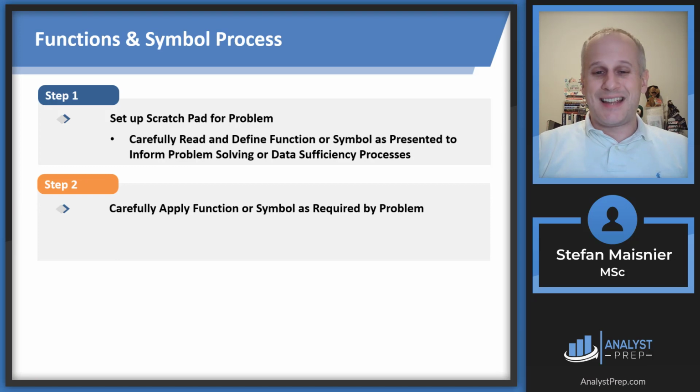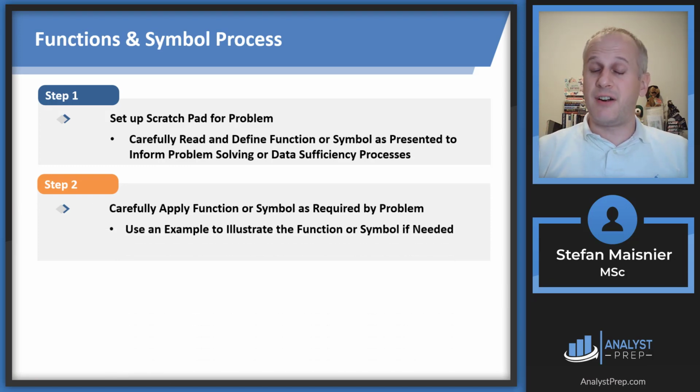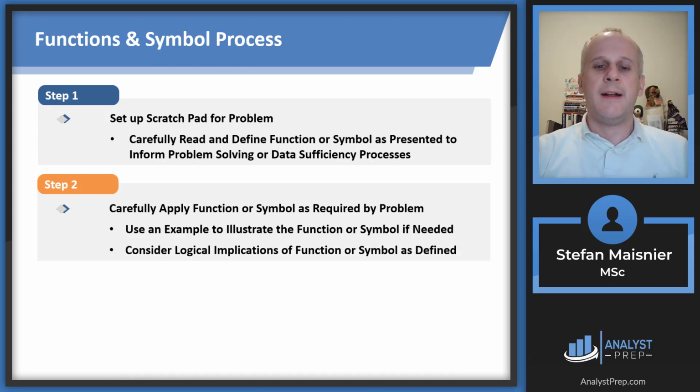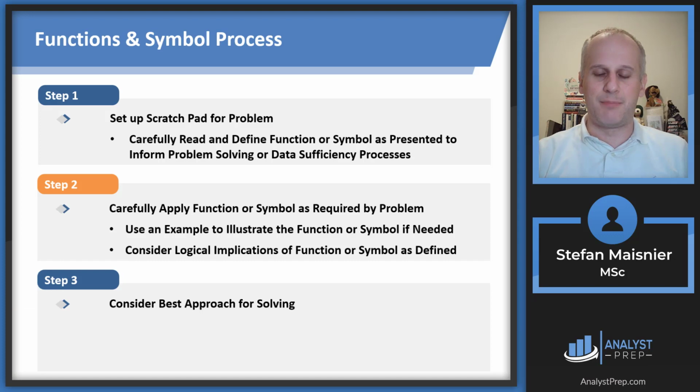Step 2 is to carefully apply that function or symbol as required by the problem. Very frequently, you'll want to use an example to illustrate the function or symbol if needed, and consider the implications and how you work through it. Sometimes they'll actually give you an example as well, and you'll want to consider it. You'll then want to consider the logical implications of the function or symbol as defined. We just did that in the previous example, right? We said, okay, we've got a 2-digit number added to a 3-digit number. What does that mean?